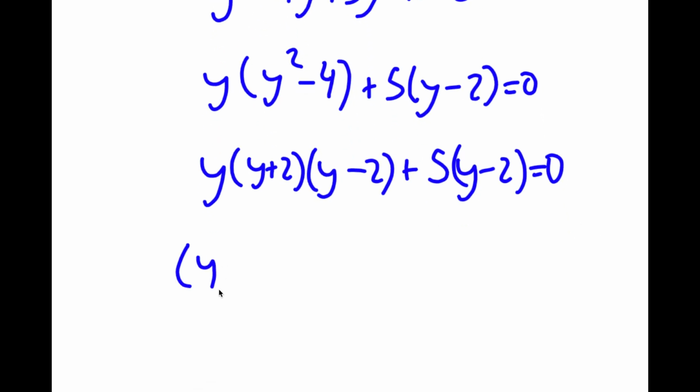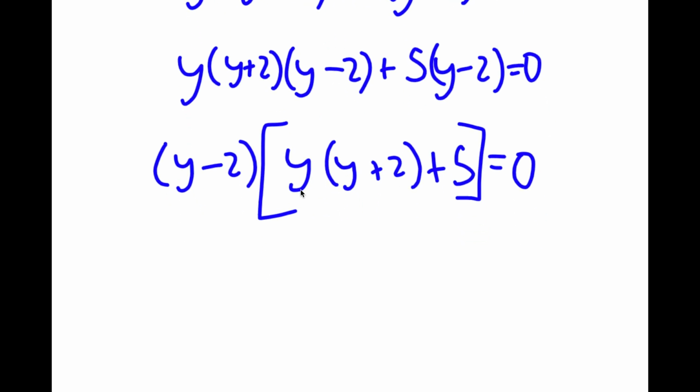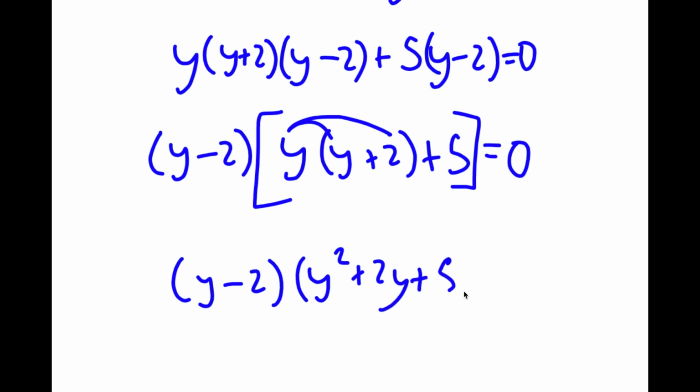Now if I factor out y minus 2, I have y minus 2 times (y times (y plus 2) plus 5). This is all equal to 0, and this is the same thing as y minus 2 times, if I distribute y, y squared plus 2y plus 5 is equal to 0.